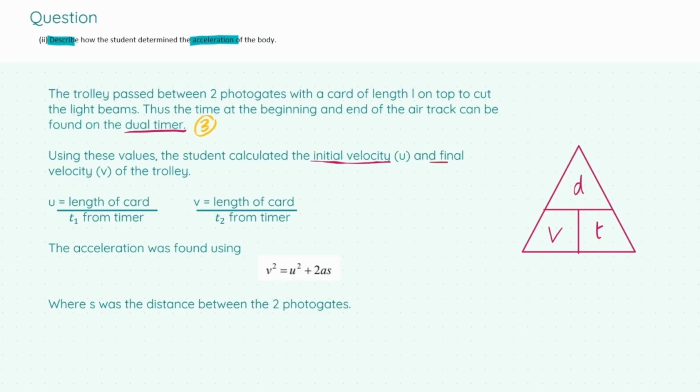So then the student found the initial and final velocity of the trolley. And so obviously, as we know, velocity is equal to displacement over time, which is these equations here. But a handy way to remember it, in case you sometimes can get confused, because it can be tricky with all the different letters, this little triangle over here can be handy. So the D stands for displacement, V is velocity, and T is time. So if you cover up the one that you are looking for, so in this case we're looking for velocity, then you know that it is displacement over time. So 3 marks are given for calculating U and V here. So we've got another 3 marks already.